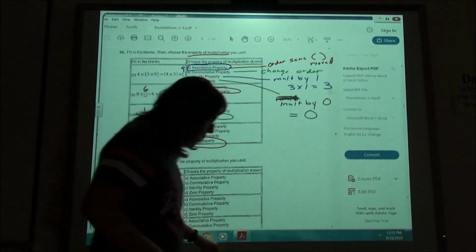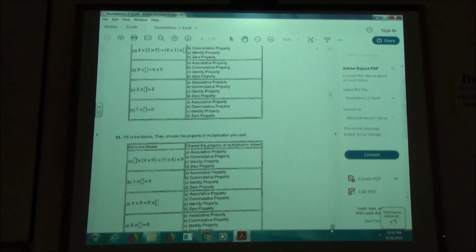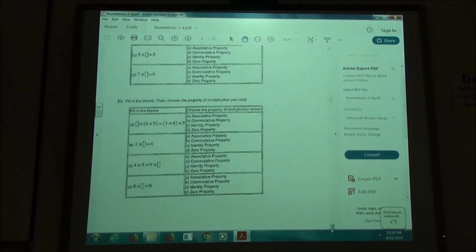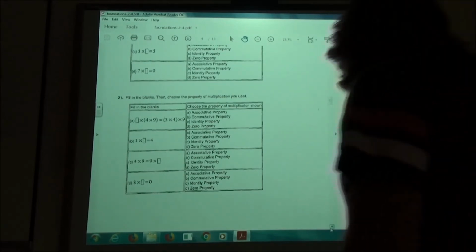All right, I'm going to try scrolling down a little bit so we can see that last problem. Again, the bottom of the page, so we'll see how difficult it's going to be. Let me close my ink layer. There we go. So number 21, same thing.